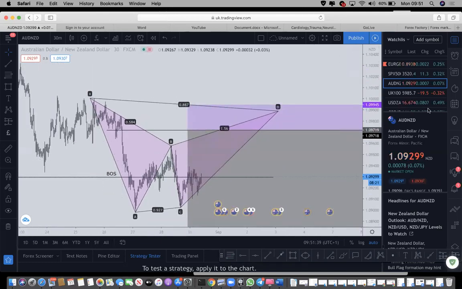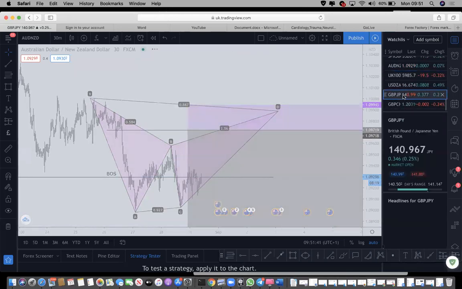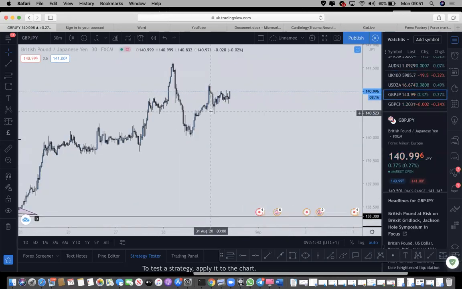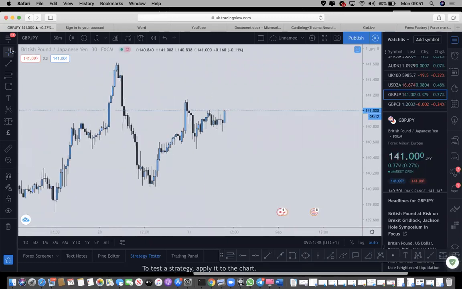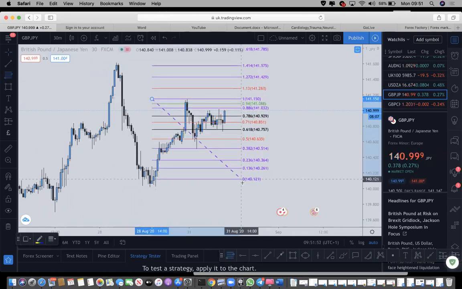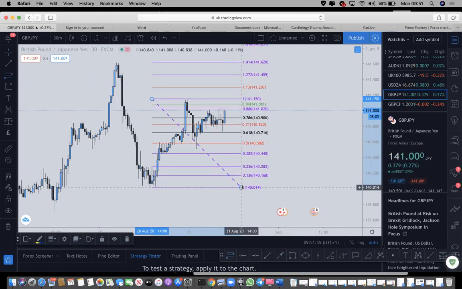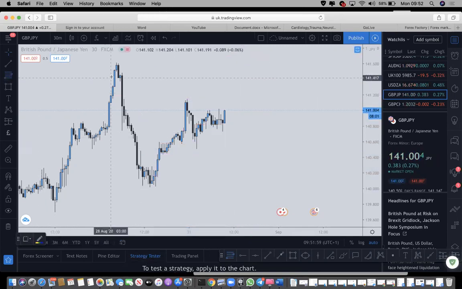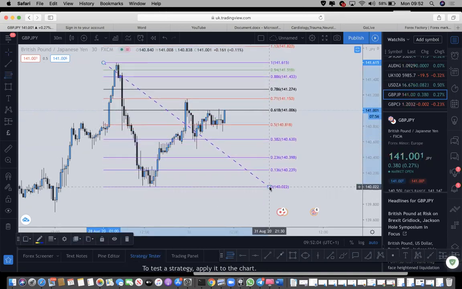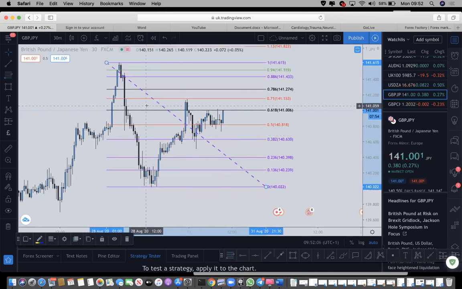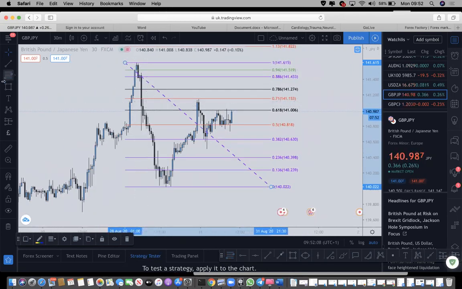Any other pair, GBP JPY? Just like I said, guys, GBP pairs are going to be very slow today. Before I look at this pair, let's see this. Okay. We could be having a rally.